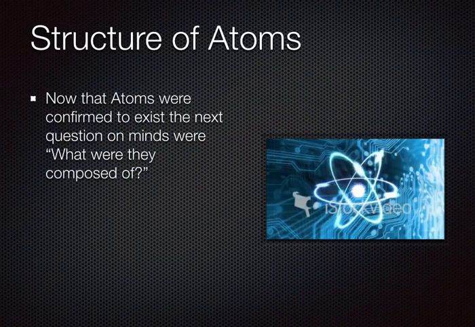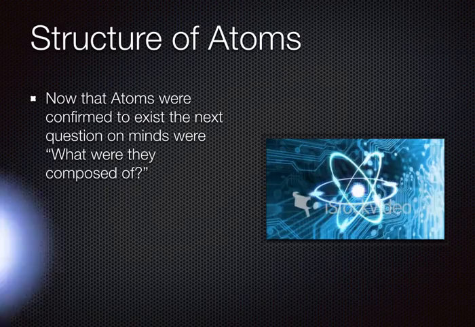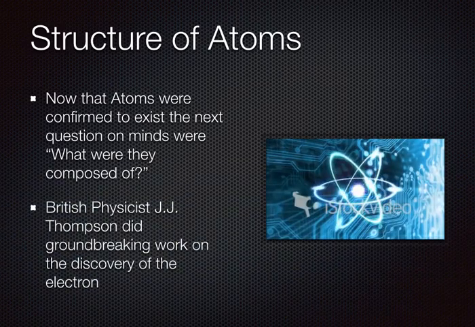So the first thing we want to know is, now that we know atoms are real, what is their structure? Now that they're confirmed to exist, the next question is, what are they composed of? So the British physicist J.J. Thomson did groundbreaking work on the discovery of the electron.